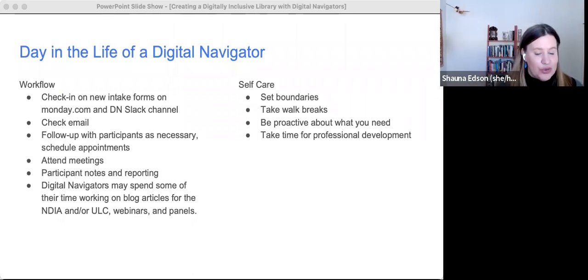So ask for the resources and support that you need to be able to do your job, and then take time for professional development. So continually learning and engaging with the broader community of folks doing this type of work. It can feel overwhelming and isolating at times. So really having a cohort of folks that you're working with that you can communicate with regularly goes a long way.